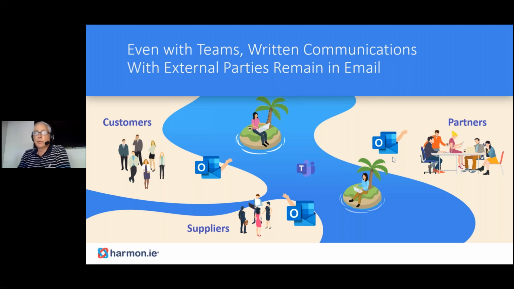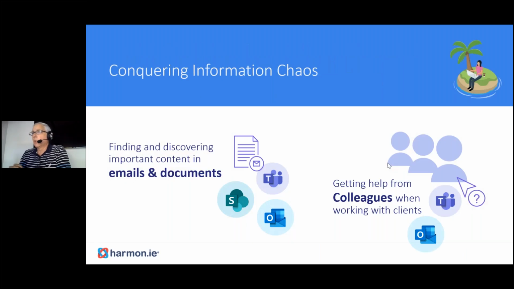Now, what this means is that we have now two apps in the Microsoft 365 world that we have to live with. Both of them provide fantastic services, but it makes information management and governance much, much more difficult in order to figure out how to handle this. What are the two problems? One of the problems is finding and discovering content in emails and documents.